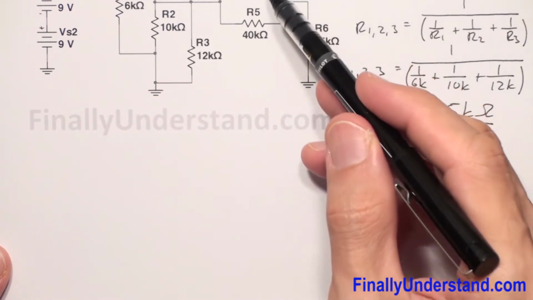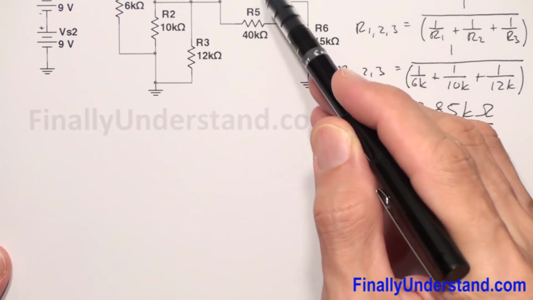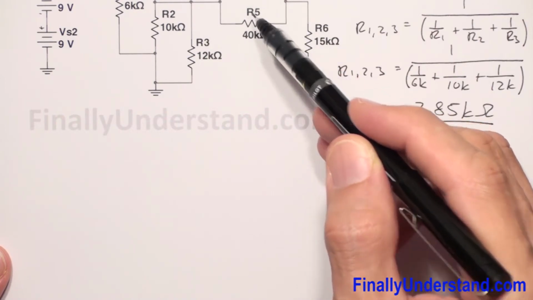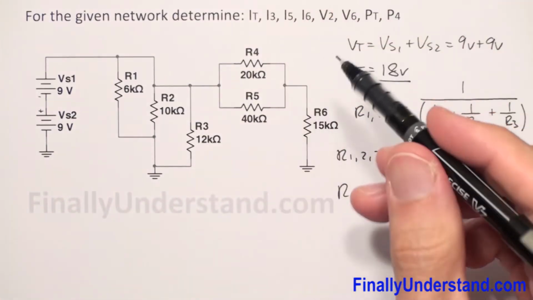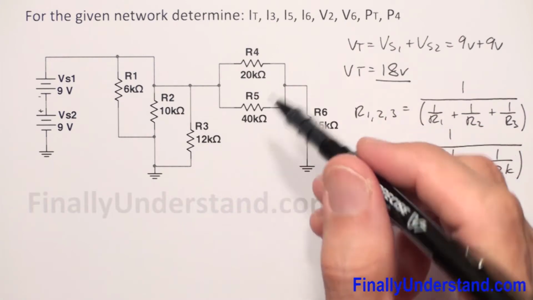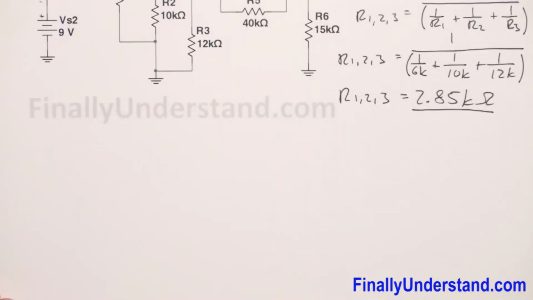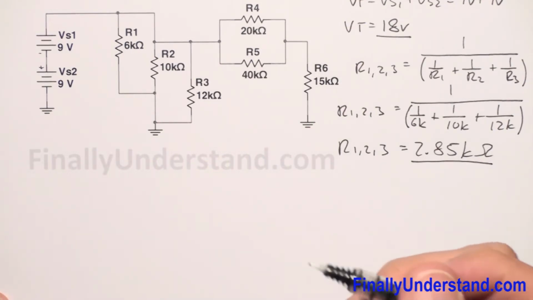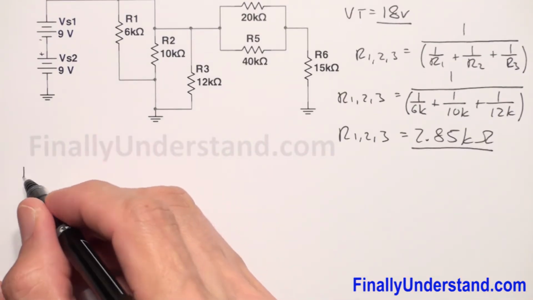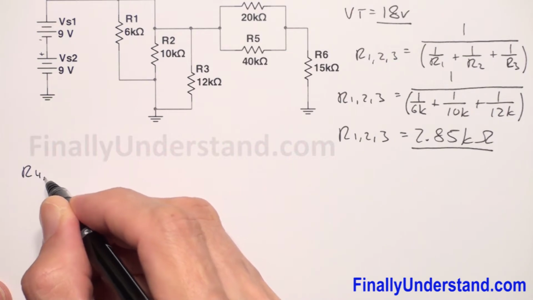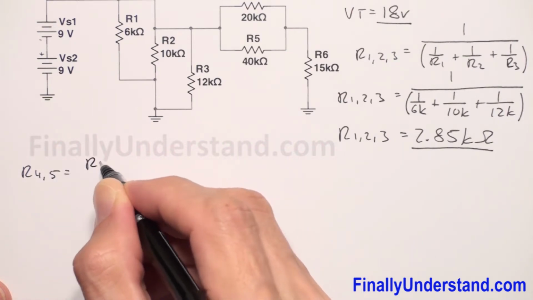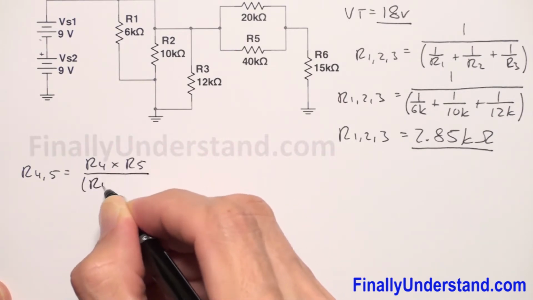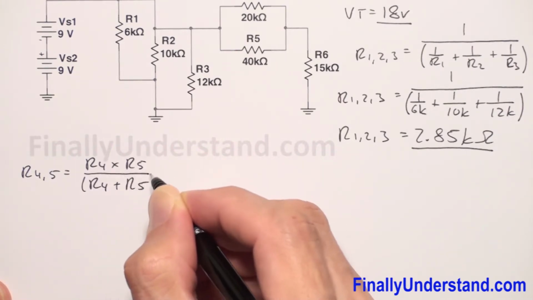Next, please notice that these two resistors also are in parallel. Okay, they are parallel. Okay, these resistors over here. So because I have just two resistors, I'm going to use the formula called product over the sum. So R4,5 is equal to R4 times R5 over R4 plus R5.